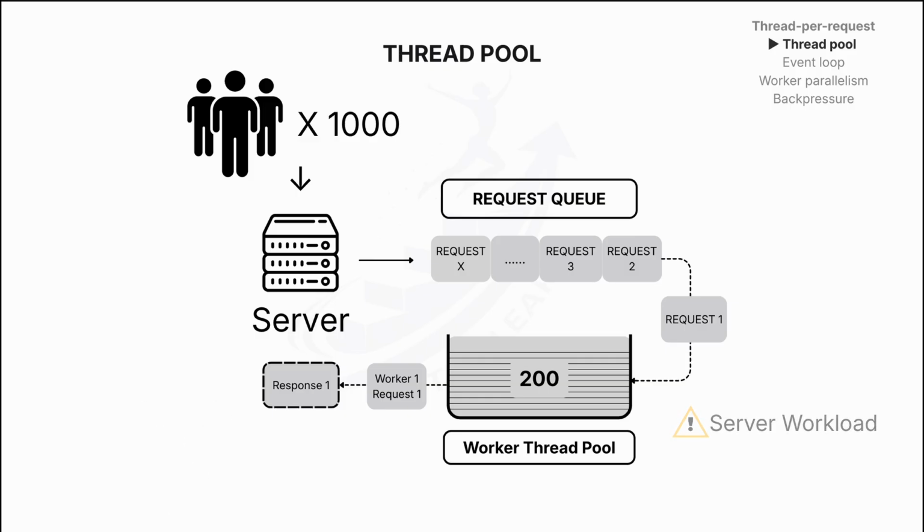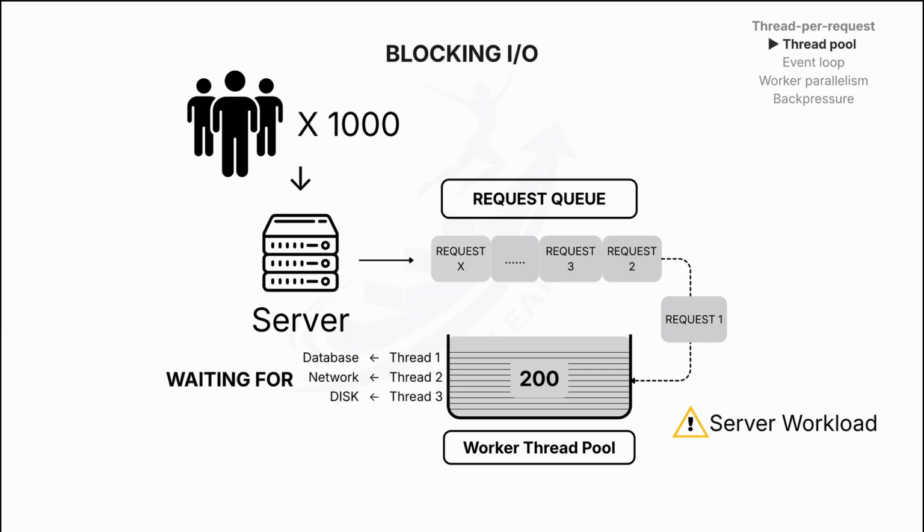And it comes from the nature of server workloads. Many server operations involve waiting. A request might need to query a database or call another service or read something from the disk. While the thread waits for that operation to complete, it cannot do anything else. It just sits there waiting. So even though the server might have 200 worker threads, many of them are actually idle, simply waiting for I/O. And that leads to a strange situation. The server may have hundreds of threads, yet the CPU is barely doing any work. Most threads are blocked, they are not computing, they are just waiting.